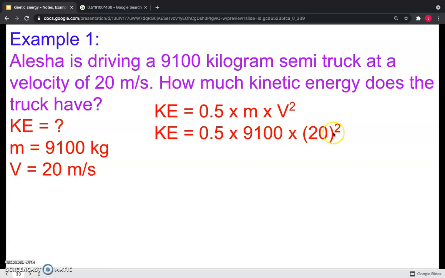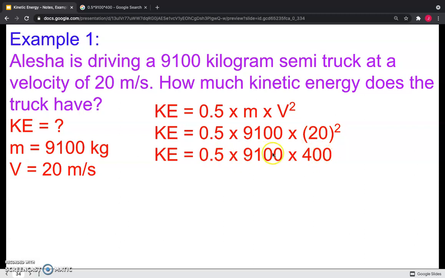So the first thing that we're going to do is we're going to square this 20. Remember, that comes from PEMDAS. The second letter in PEMDAS is E for exponent. So we're going to do our exponent first, and we're going to do 20 squared. Remember, 20 squared does not mean 20 times 2. It means 20 times 20. Anything squared is just multiplied times itself. So we're going to do 0.5 times 9,100 times 400. That comes from 20 times 20. 20 times 20 equals 400.